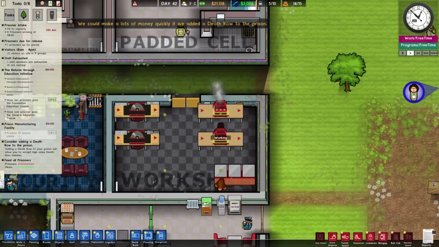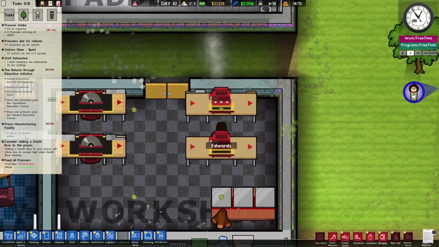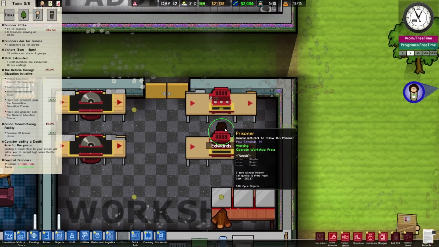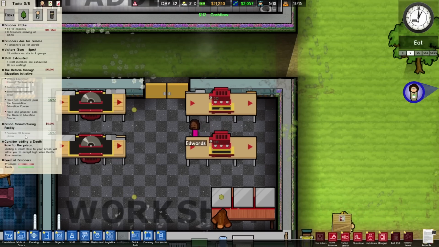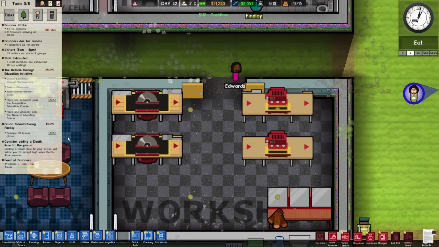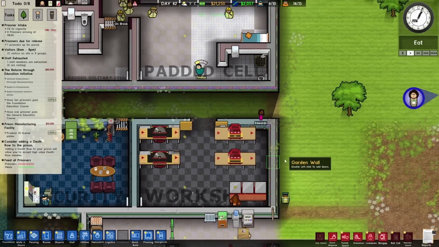And okay, look at that. We are making lots of license plates now. That is ticking up very nicely indeed. So who have we got over here? Edwards. So Edwards is very busily working on this thing over here, making lots of license plates for it to 30%. That is very good. Slowly but surely getting there.